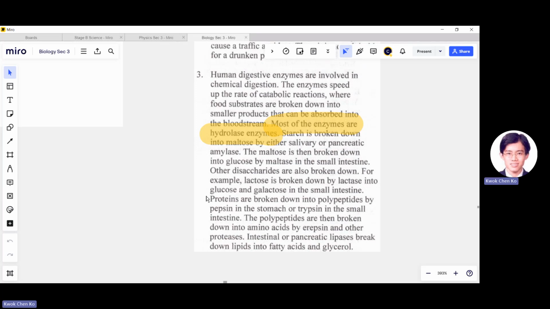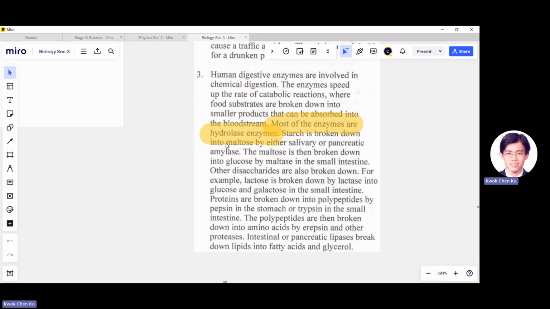But this guy, whoever wrote this, is very kiasu. He added a few more at the back. Proteins are broken down into amino acids by erepsin. Then lipases break down lipids into fatty acids and glycerol. So what is a hydrolase enzyme? That means they perform hydrolysis reactions.